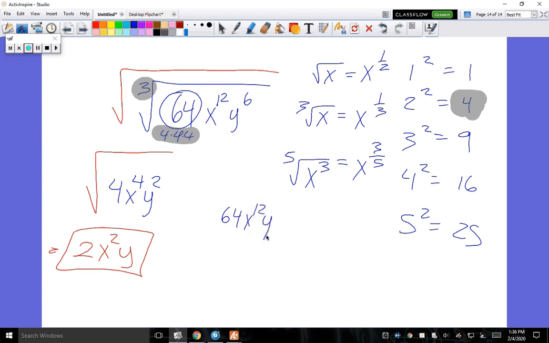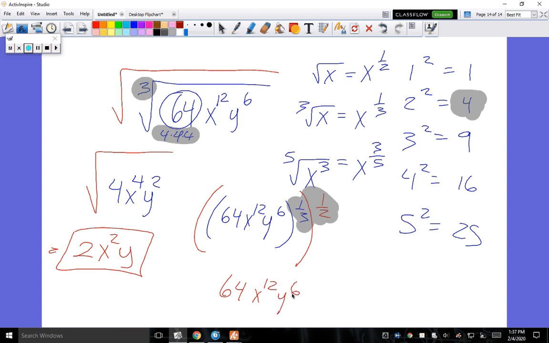64x to the 12th, y to the 6th is all raised to the power of 1/3. And then it's raised to the power of 1/2. We've learned recently, and you will be tested next class, a power raised to a power, what do you do? You multiply. So what this is really looking for is the 6th root of this. And you could do to the power of 1/6, or you could write the 6th root like this. Okay? What times itself 6 different times would give you 64? 2. So that comes out as a 2.